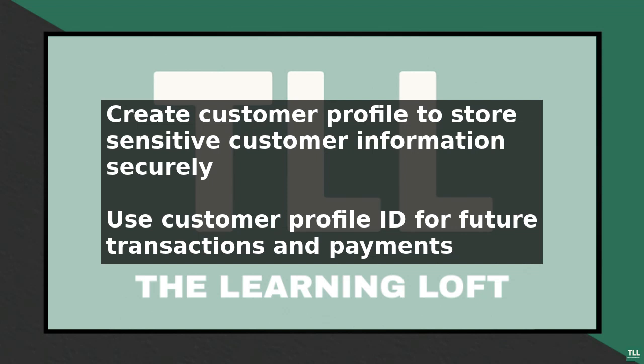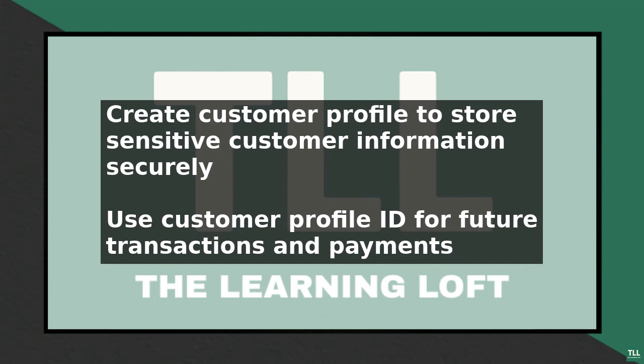Best practices for automating Authorize.Net CIM integration include using secure protocols such as HTTPS and encrypting sensitive customer information. You should also implement error handling and logging to ensure that any issues are detected and resolved quickly.